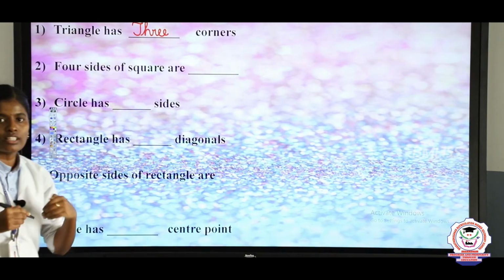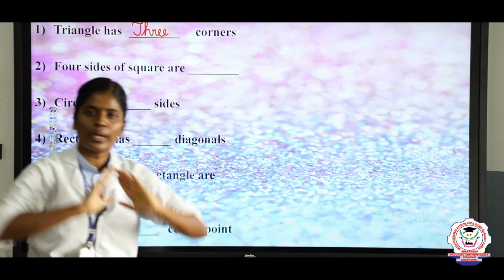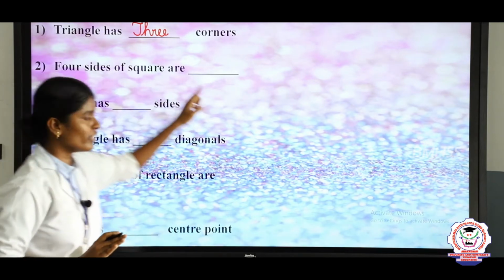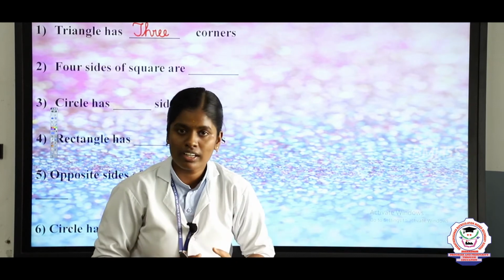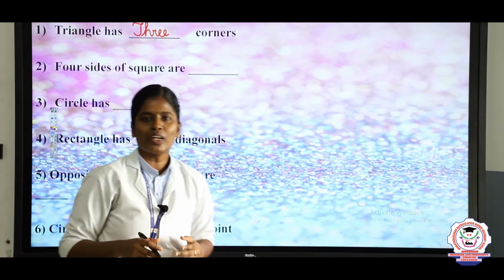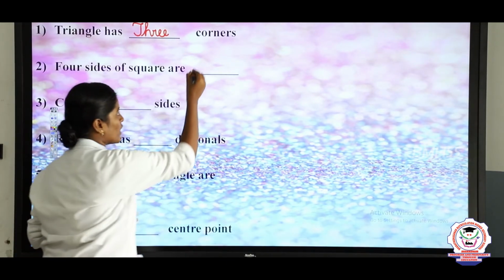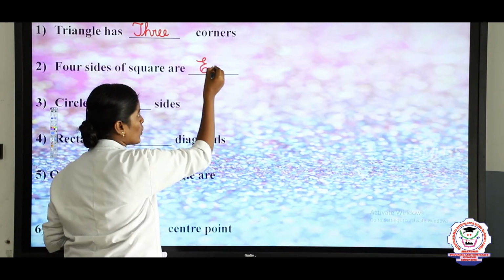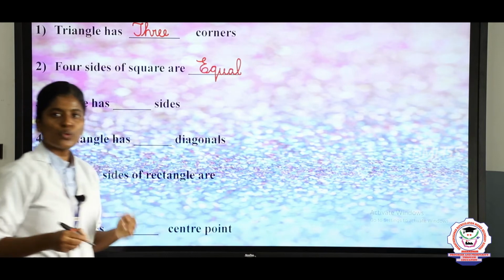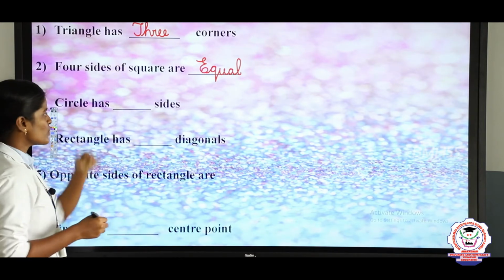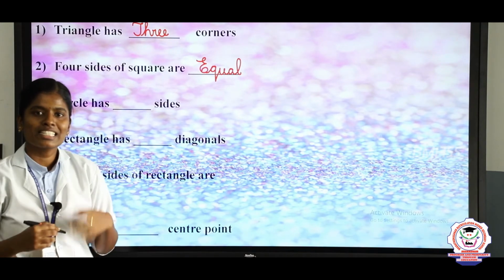And the next question is, the 4 sides of the square are dash. The 4 sides of the square are equal. What is the answer? Equal. E-Q-U-A-L.